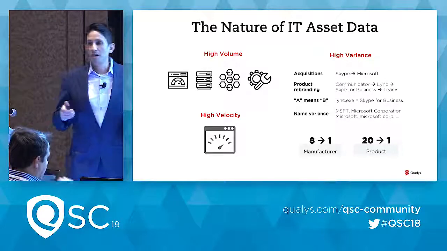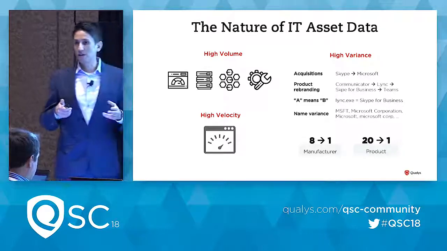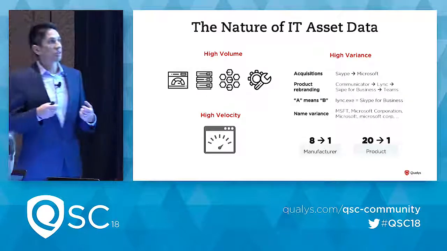But the biggest challenge really is the variance of data. This is the nature of how IT works. Organizations ship different versions of software, with different teams working on the same product. They introduce different brands, different names, different executables, DLLs, and it complicates everything. There are acquisitions happening every week, sometimes every day, and products get rebranded. So how do you keep track of all of that lineage?